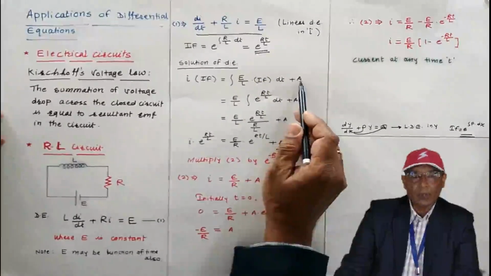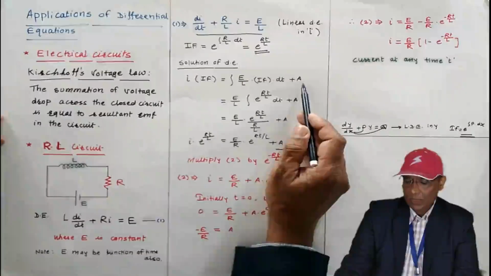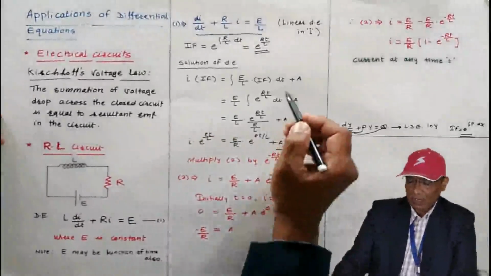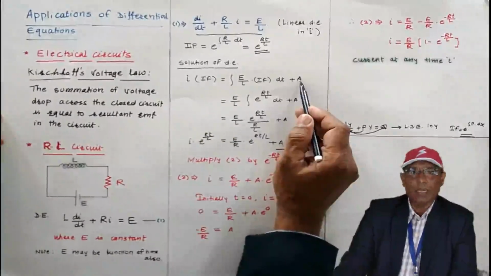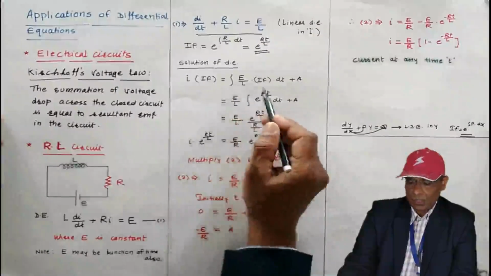And this is the integration constant A. You can put capital C also as the integration constant, but in circuit theory C is reserved for capacitance. Therefore I am taking A as the integration constant here. Now E by L is outside because it is constant.